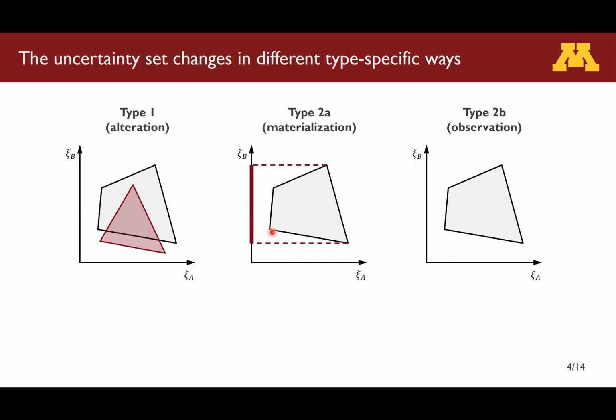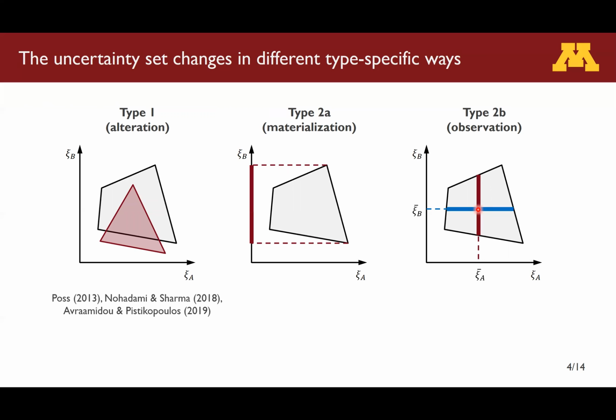In the case of type 2B, we decide whether to observe the true values of the uncertain parameters. Say that both uncertain parameters have materialized already, but if we don't observe their true values, they remain equally uncertain to us, and the uncertainty set doesn't change. But if we observe CA, which has a true value, say CA bar, then the uncertainty set for CB reduces to this line here. And if we also observe CB, then the uncertainty set reduces to this point, which essentially means that there's no more uncertainty.